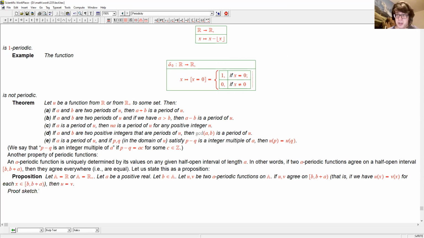And the proof sketch: if you see a periodic function on an interval, and you know what it does on this interval, you also know what it does everywhere else, because you just paste its plot on this interval, copy-paste it over and over, you plaster the whole plane with it. For the formal proof, see the notes.